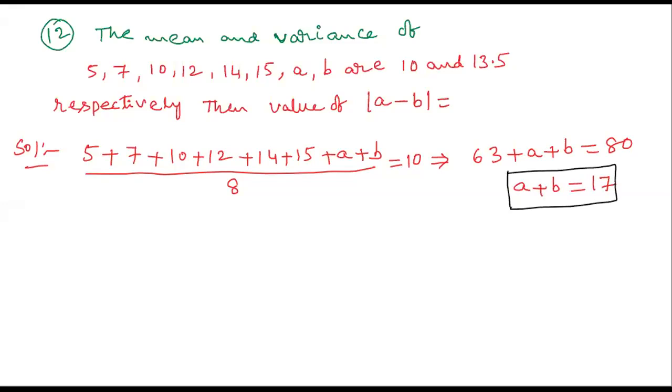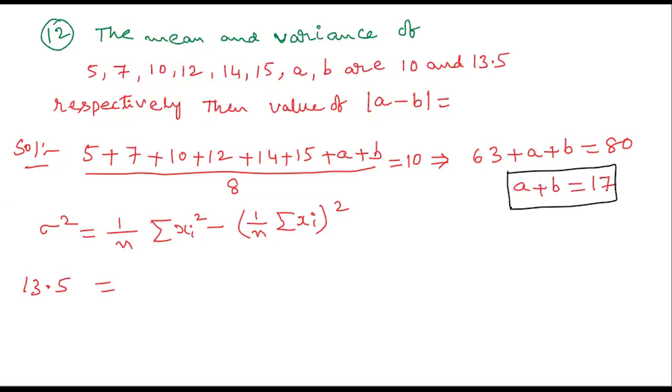Now variance is given. What is the variance formula? Sigma square is equal to 1 by n into sigma xi square minus 1 by n sigma xi whole square. And sigma square we already know is 13.5, that is equal to 1 by n, which means 1 by 8.